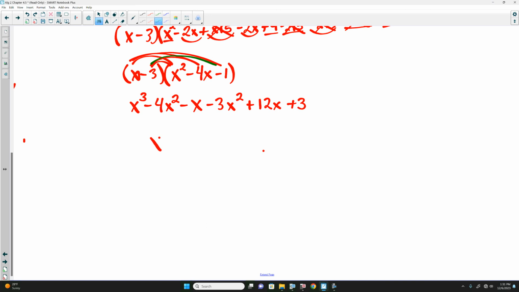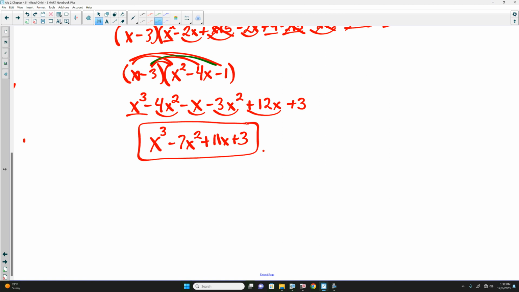And when we combine like terms, x cubed does not have any like terms. Negative 4x squared minus 3x squared is negative 7x squared. Negative x plus 12 would be plus 11x. And lastly, we would have plus 3. Questions on this here? All right. So that is the end of that.